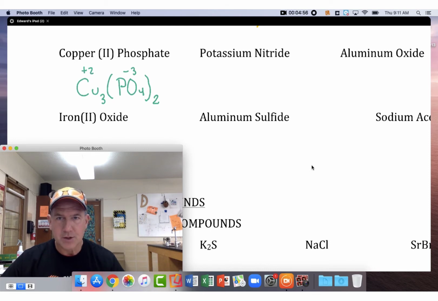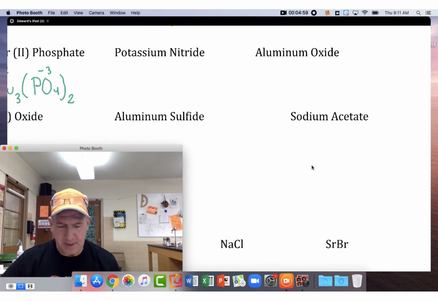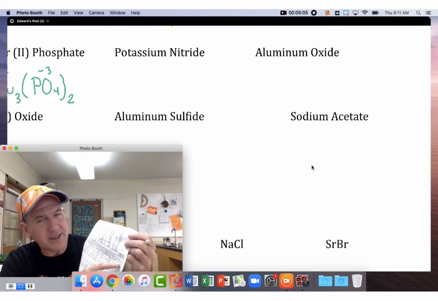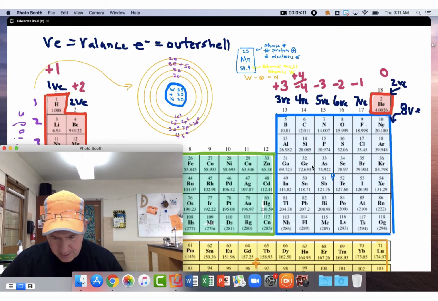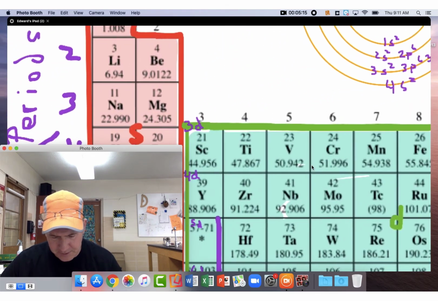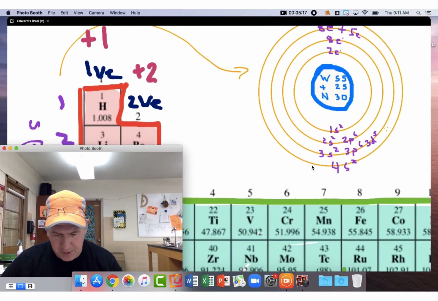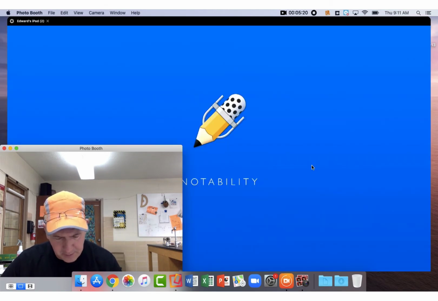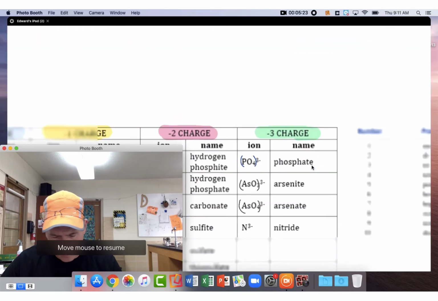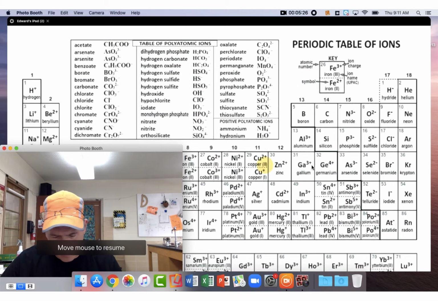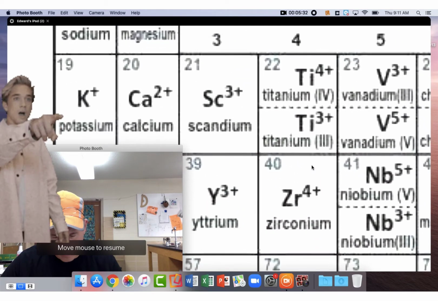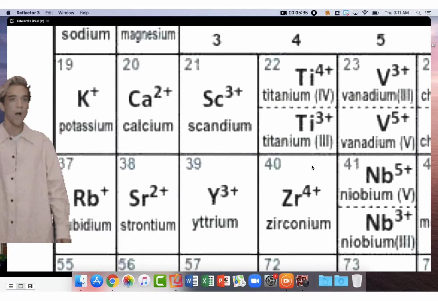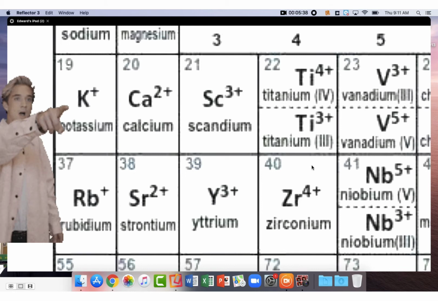Okay, let's try the next one. Potassium nitride. So potassium, way over here, number 19 on your chart. So you go find number 19 on the chart. I've used the other chart, but that'll still work because it's on that first column. Potassium is +1. Let me go back and find it on our ion chart that I really want you to look on. It says right here, first column, potassium +1. So write K +1. All right, let's go back.